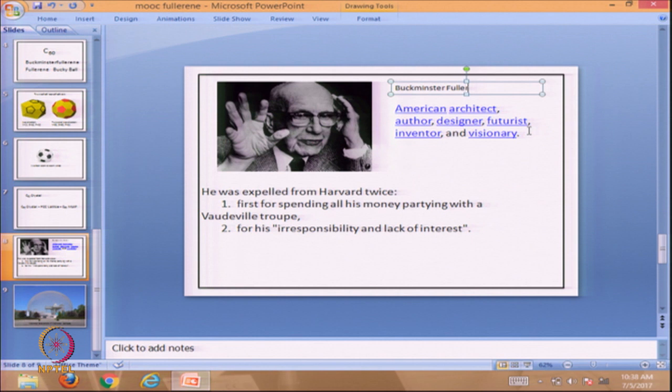The name fullerene comes from an American polymath named Buckminster Fuller. I show him there, a very famous American architect, author, designer, inventor. He was a polymath. He excelled in many different fields, although he never graduated from Harvard University, where he went to study, and was expelled twice during his stay there, and you can see the reasons, once for spending all his money in partying and another for irresponsibility and lack of interest. So, if any such accusation is there by your university on you, do not feel disheartened, you are in good company.